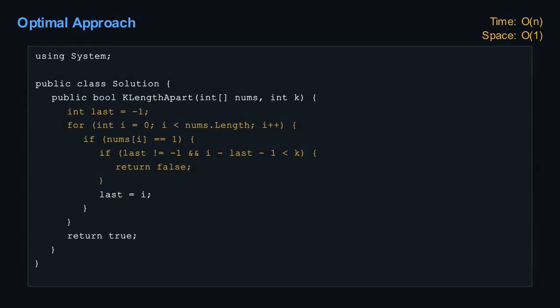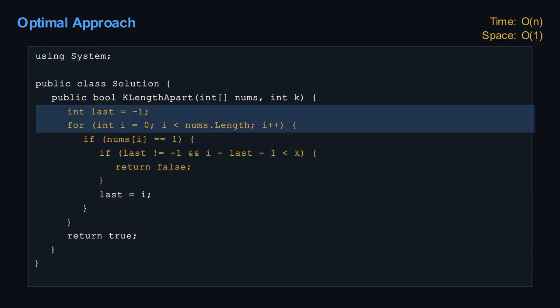The key insight is that we don't need a nested loop to find the next one. We only ever care about the distance between a 1 and the last one we encountered. We can solve this in a single pass by simply remembering the index of the most recently seen one. We initialize a variable, last, to -1 to indicate we haven't seen a 1 yet.